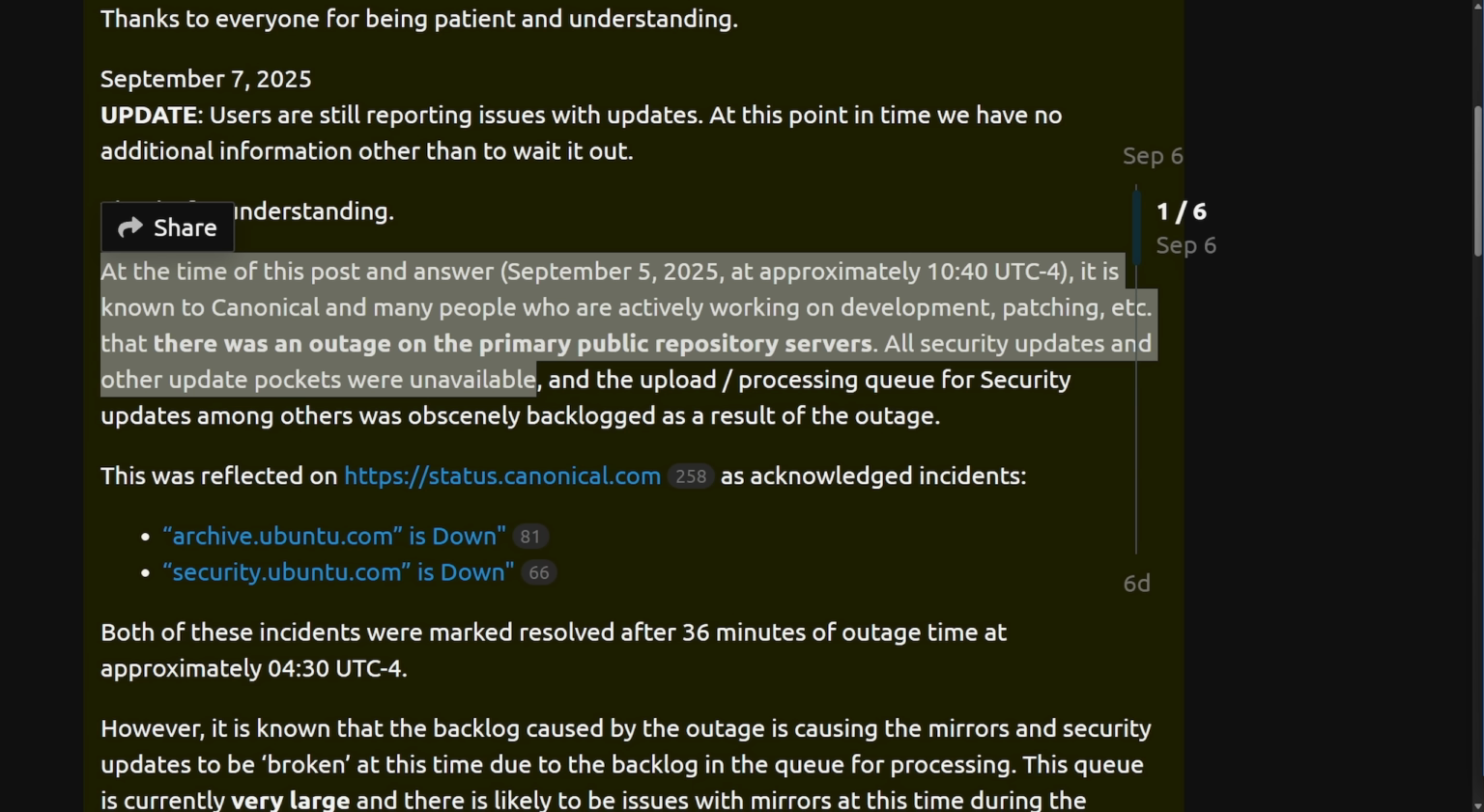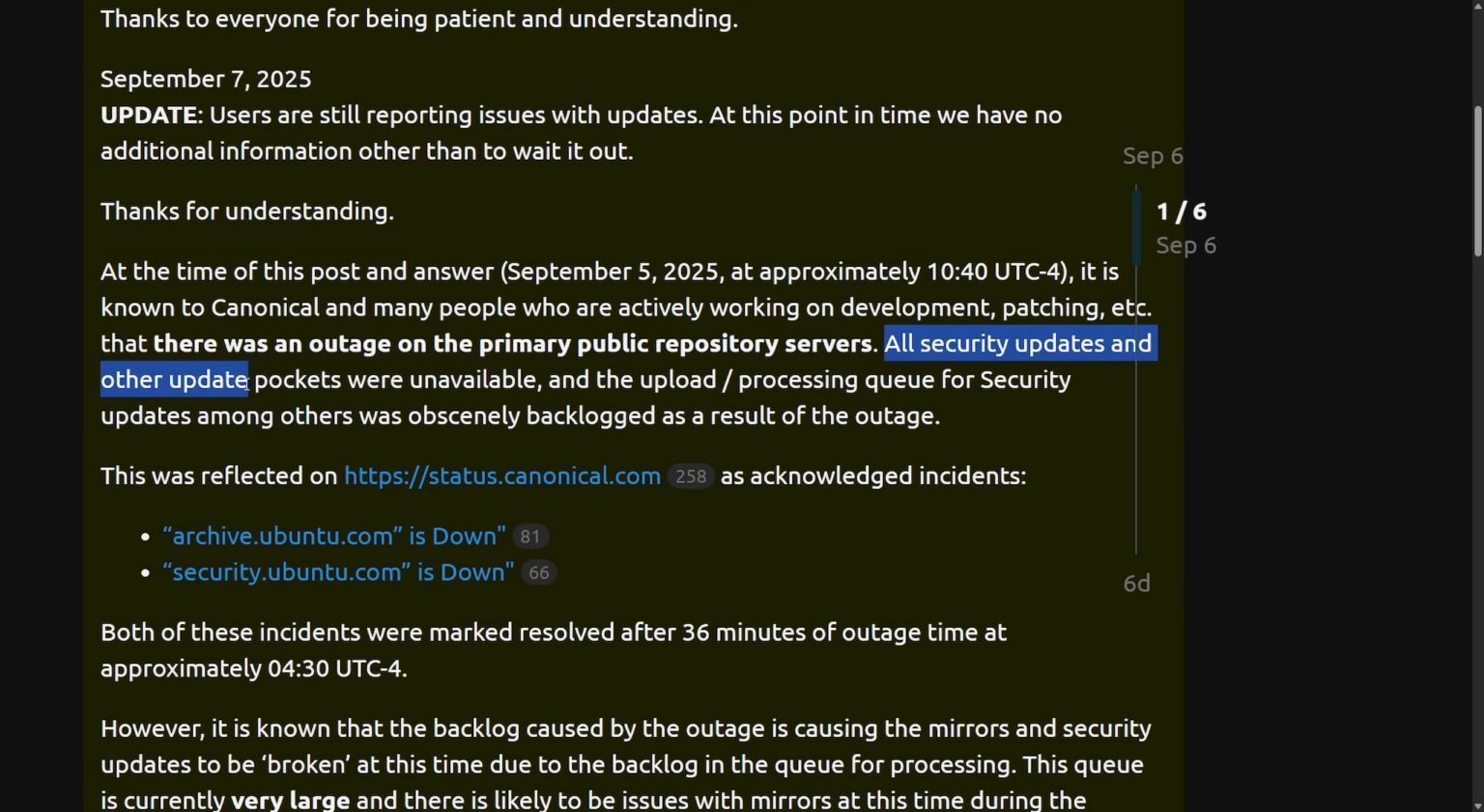This affects people because the affected servers, including security and archive, are pretty much the backbone for all Ubuntu updates worldwide. When they go down, no one can install or update packages, including critical security packages. Even a short outage here is a big fail on Ubuntu's side.